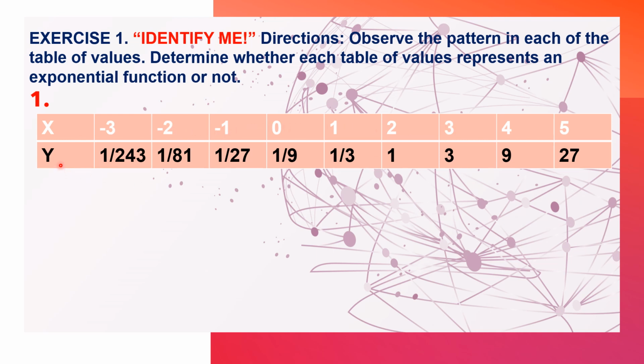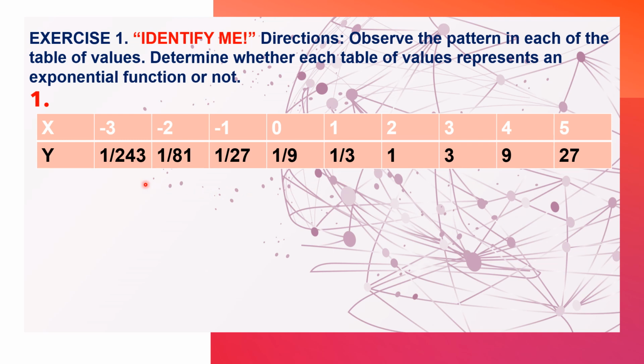Let's check if our y values have a common factor by dividing. 27 divided by 9 is 3. 9 divided by 3 is still 3. 3 divided by 1 is 3. 1 divided by 1/3 is still 3. 1/3 divided by 1/9 is 3. 1/9 divided by 1/27 is still 3. 1/27 divided by 1/81 is still 3. 1/81 divided by 1/243 is still 3. So, we have a common factor for the y values.